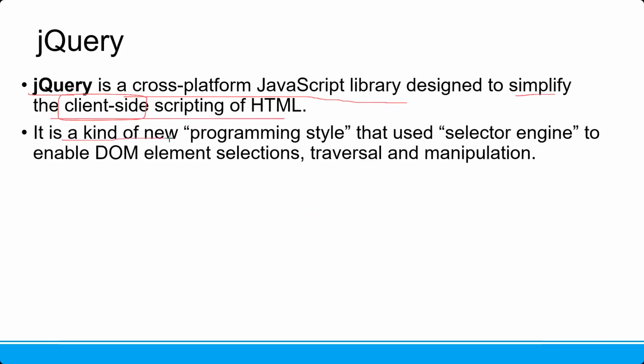So it is a kind of new programming style that uses a selector engine. We will check what a selector engine is. It enables DOM element selection. DOM means the document object model. And we can traverse, which means I can access the data with some traversal mechanism, and we can also do some manipulation.